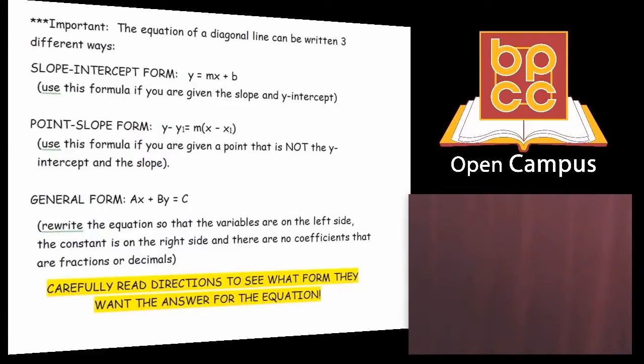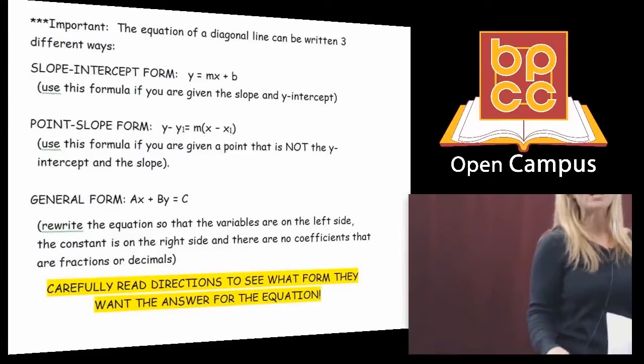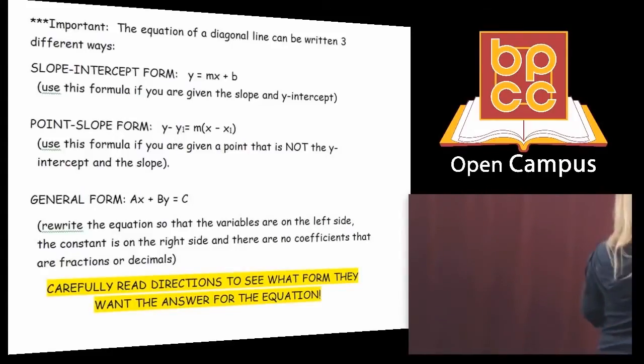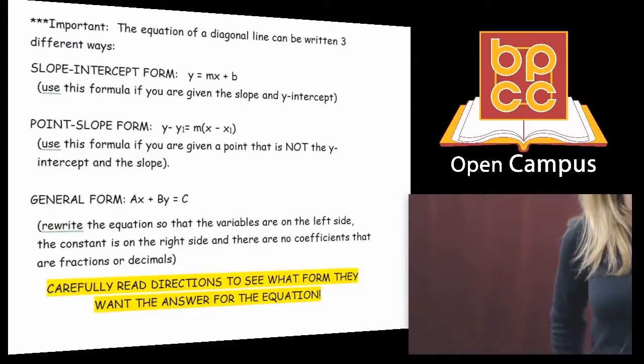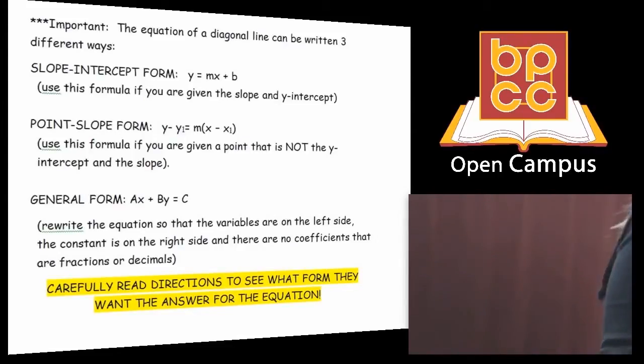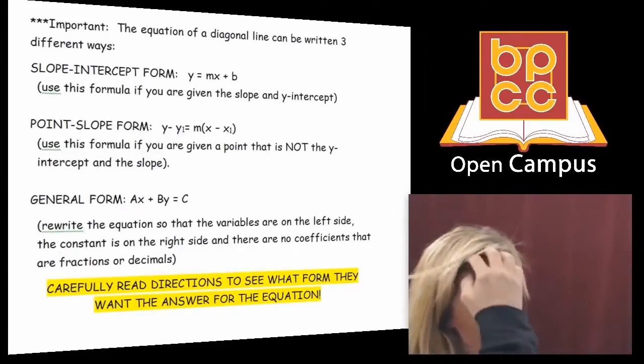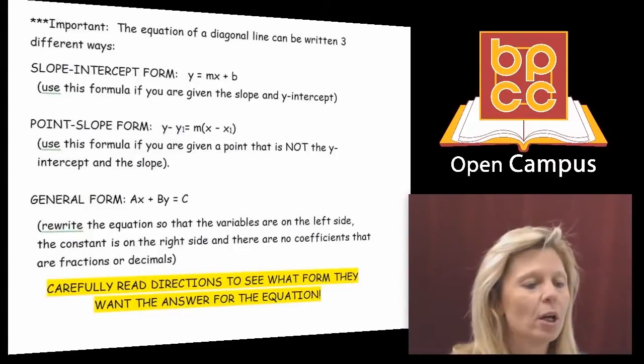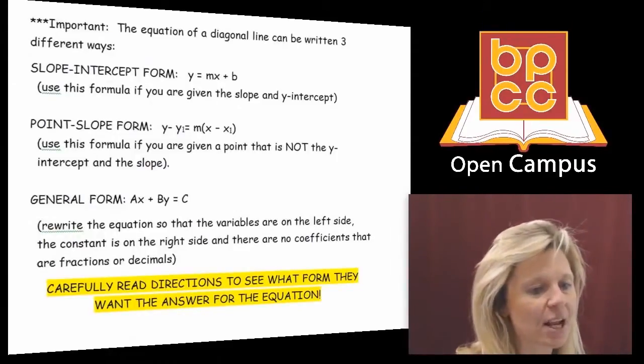Everything goes in 3s. There's 3 types of lines: horizontal, vertical, and diagonal. There are 3 ways to graph a diagonal line. You could do a t-table, do slope-intercept form, find the intercepts. There were 3 ways to find slope. You can use a picture. You can use the formula. You can use the equation. Well, now we got our last big set of 3.